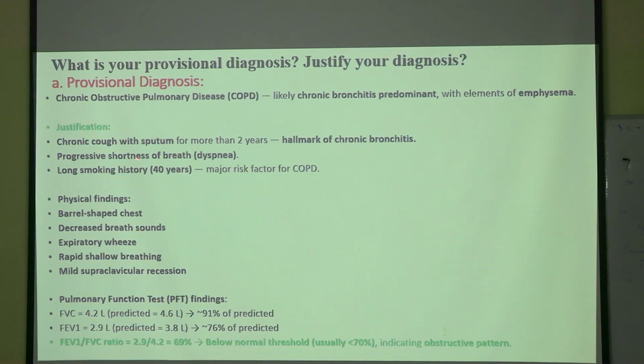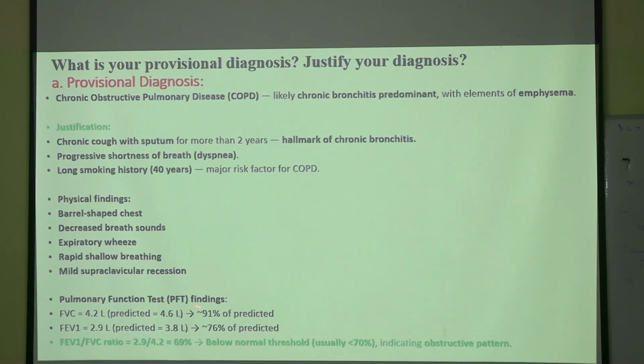Other than this, you can see shortness of breath, the progressive shortness of breath, that is dyspnea, another important condition related to the disease. Then smoking history, a long-time smoking history, is a major risk factor for COPD. Other than this, now look into this part first.